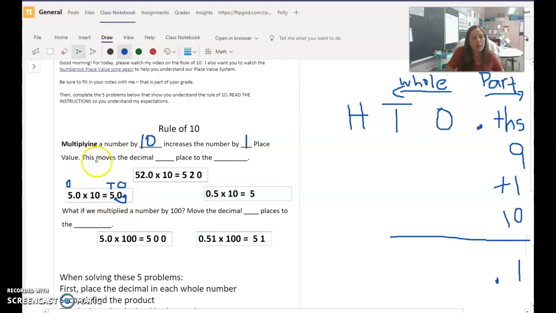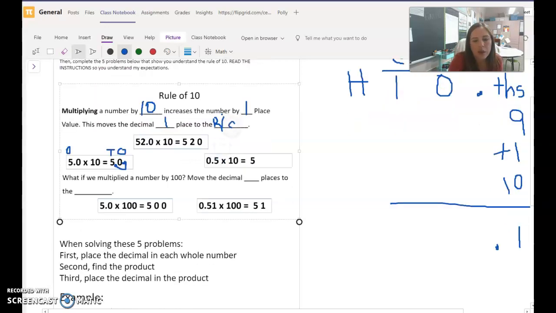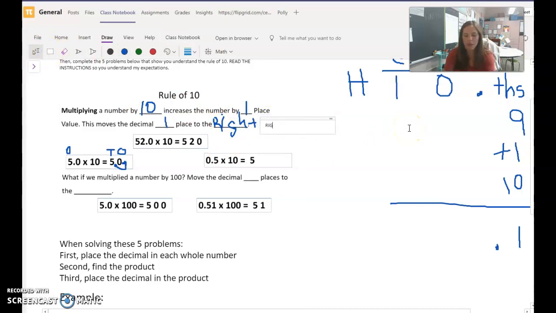So this moves the decimal. How many places? Well, it only moved once. It moved 1 place to the, what direction? It moved to the right. I'm going to try drawing. There we go. That says right, by the way.